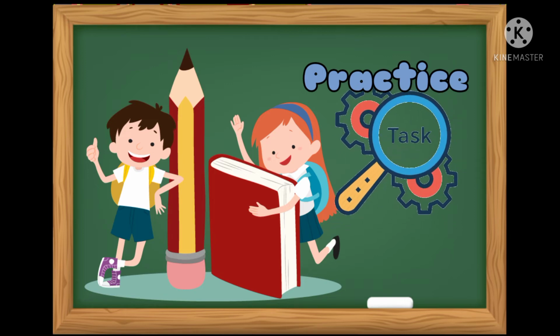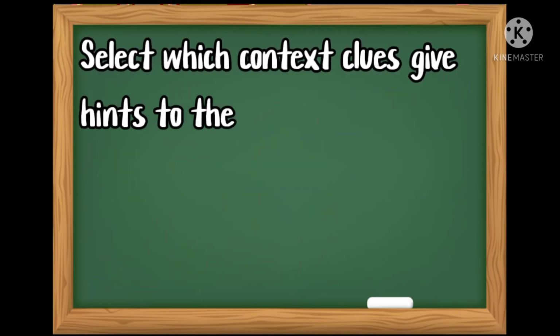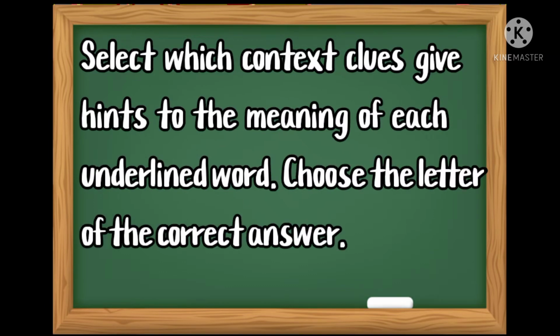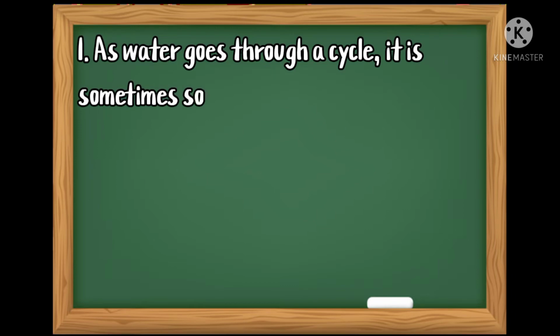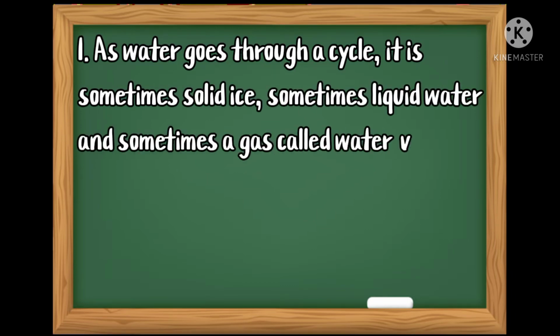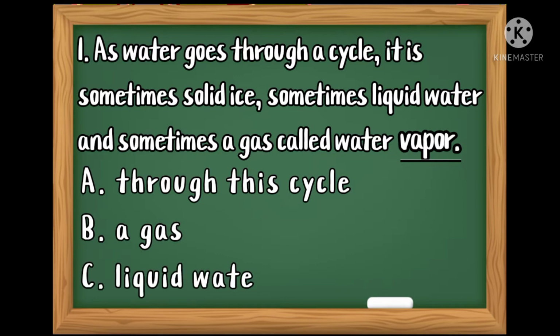Let us deepen your knowledge about using context clues. Let us answer this practice test. Are you ready? Select which context clue gives hints to the meaning of the underlined word. Choose the letter of the correct answer. Let's start. Number 1. As water goes through a cycle, it is sometimes solid ice, sometimes liquid water, and sometimes a gas called water vapor. A. Through this cycle. B. A gas. C. Liquid water. Your timer starts now.